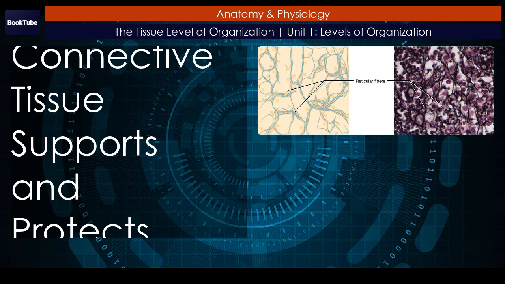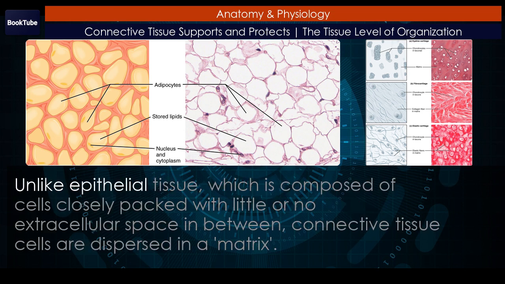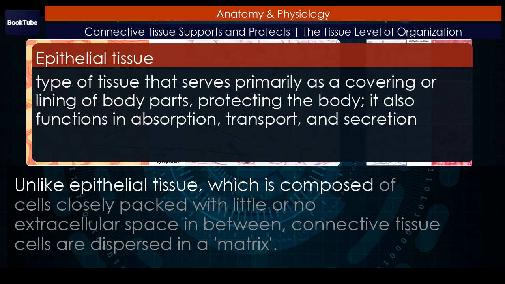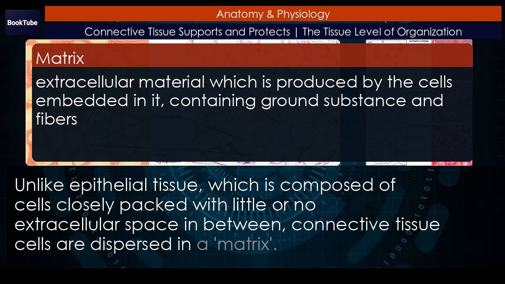Connective tissue supports and protects. As may be obvious from its name, one of the major functions of connective tissue is to connect tissues and organs. Unlike epithelial tissue, which is composed of cells closely packed with little or no extracellular space in between, connective tissue cells are dispersed in a matrix.